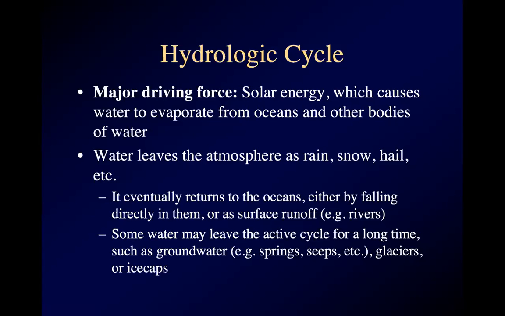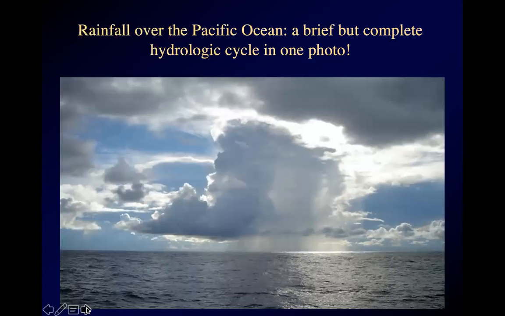Water's also locked out of the hydrologic cycle if it falls in the form of snow and doesn't melt, which is how you get the formation of glaciers in mountains, or how you get the polar ice caps on Greenland and on Antarctica. So yeah, there's lots of little side branches, but this is basically the whole cycle in one photo.